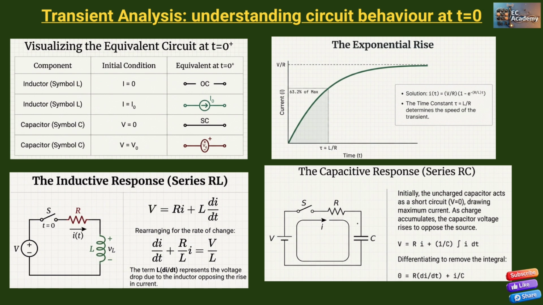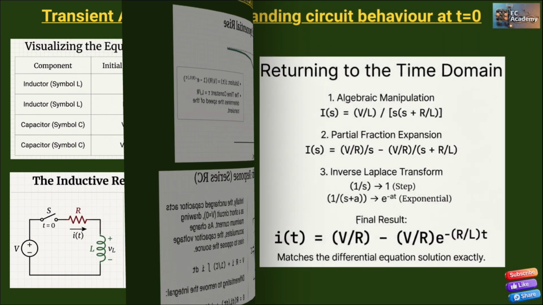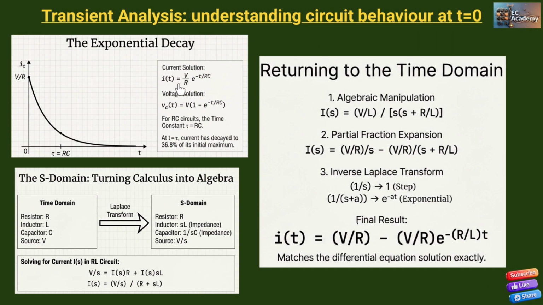rise in current. So if we apply KVL, we can write V is equal to Ri plus 1 by C integration of i dt. If we differentiate this equation to remove the integration, we'll get 0 is equal to R di by dt plus i by C. So this is the current equation for the RC circuit, where i of t is equal to V by R e to the power of minus t by RC. And this is the voltage equation.